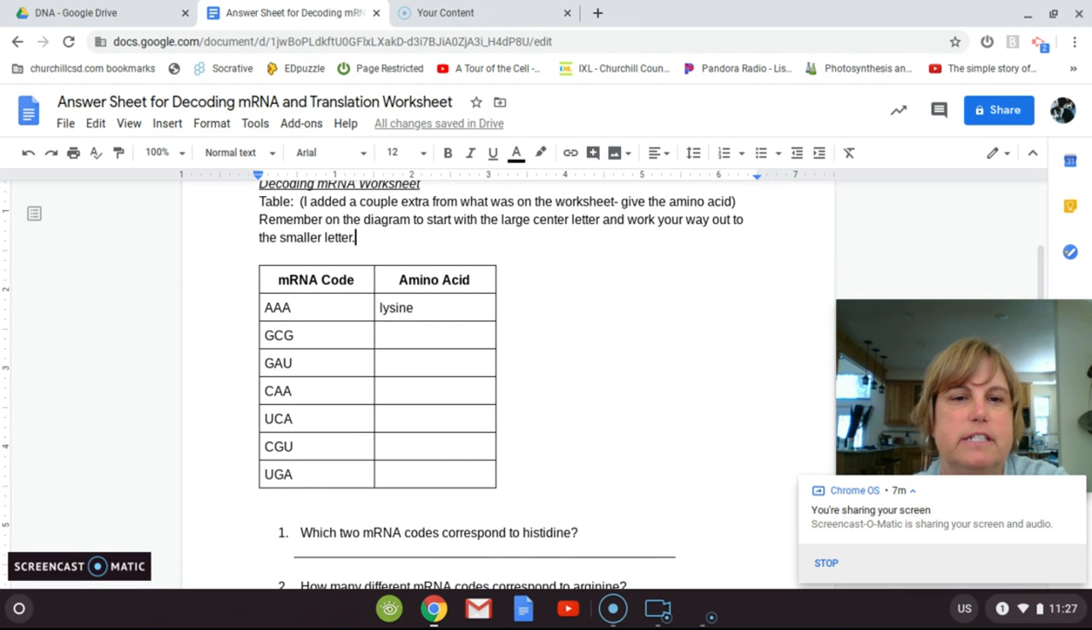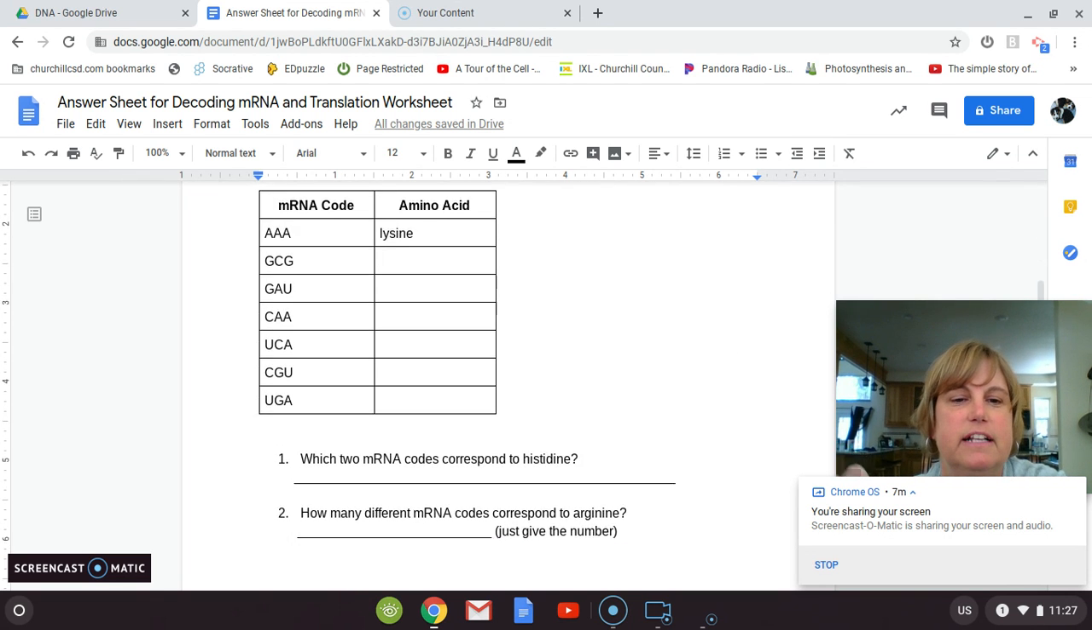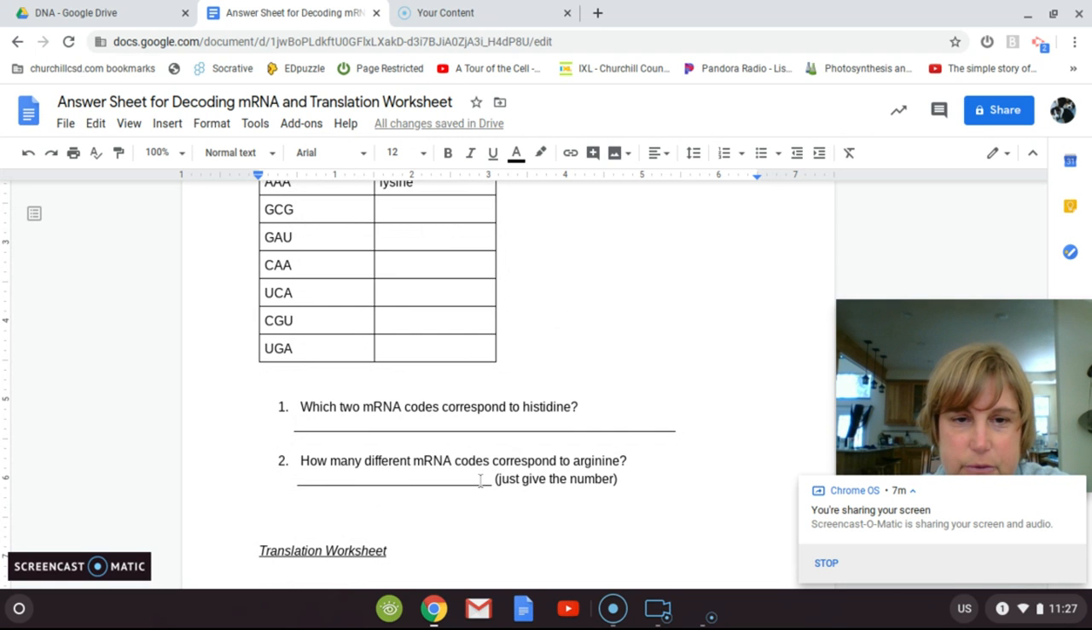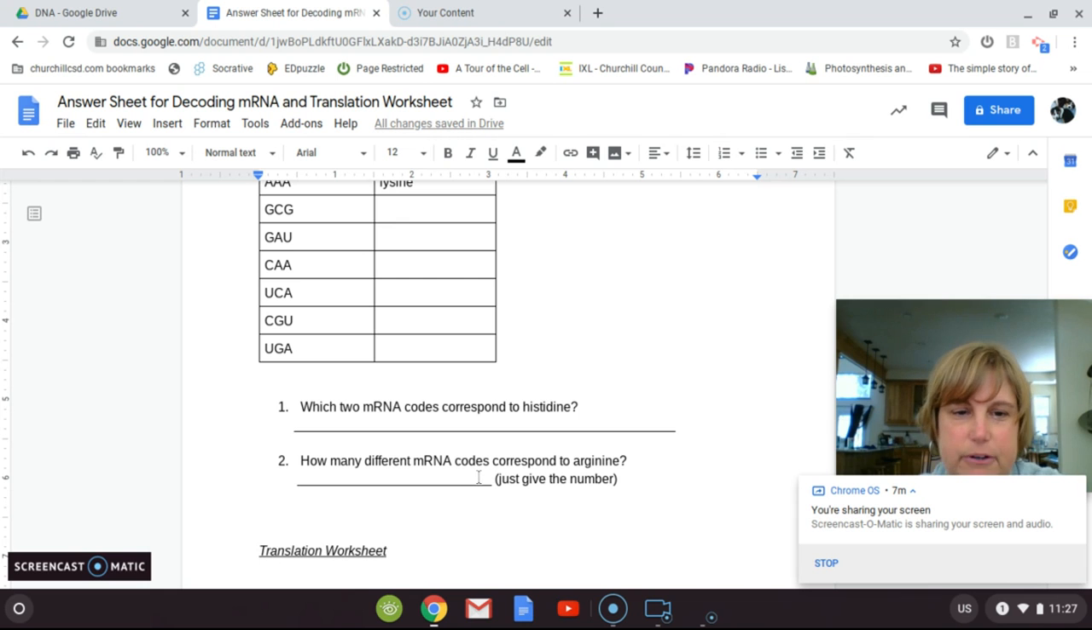The answer sheet, you can see you start with the table, and I did add a few more. These are the same as what was on the worksheet. I added 3 more. These are the answers to those questions that were on the worksheet. This one, you actually list the codes out. This one, just give me the number.